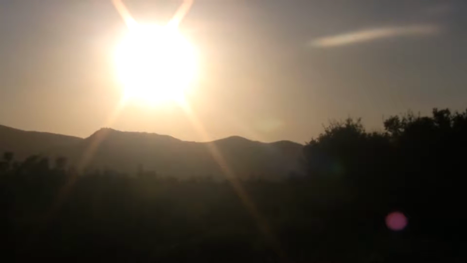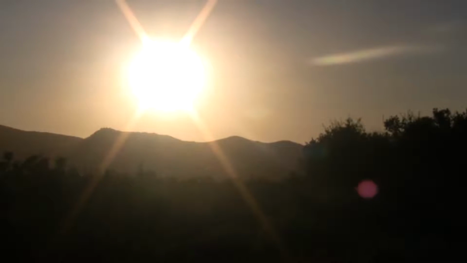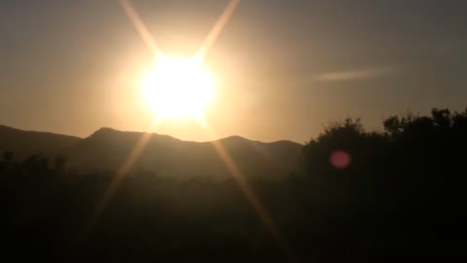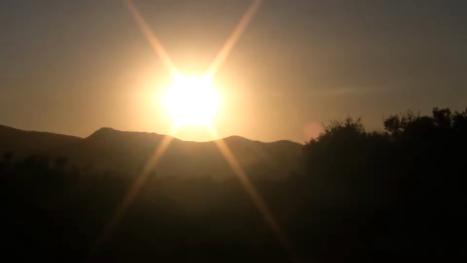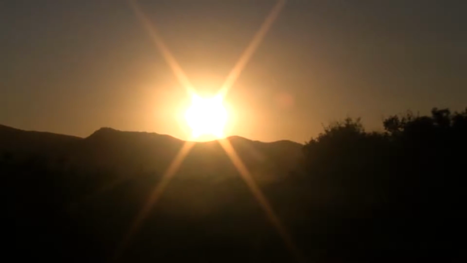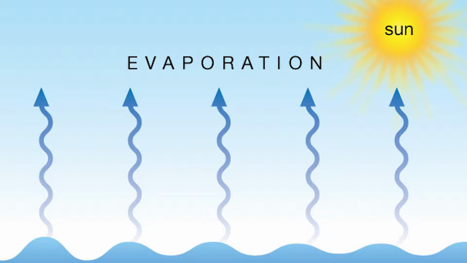The sun is the powerful force behind the water cycle. It transforms water into vapor through 3 different processes: evaporation, sublimation, and evapotranspiration. During evaporation, the heat from the sun turns liquid water from oceans, lakes, rivers, etc. into a gaseous water vapor.